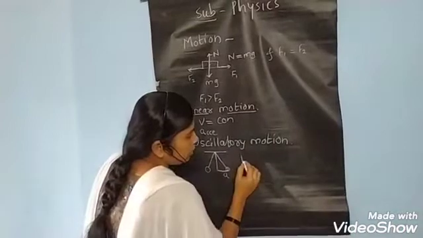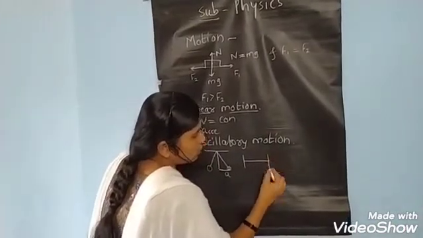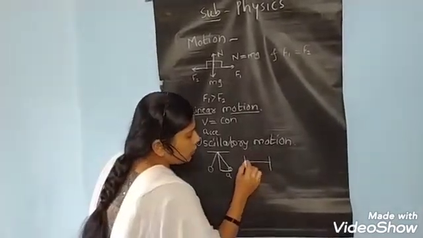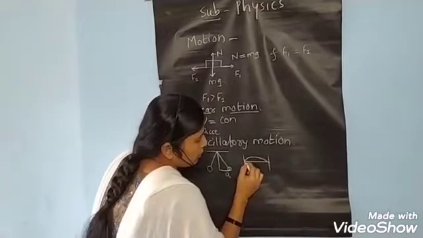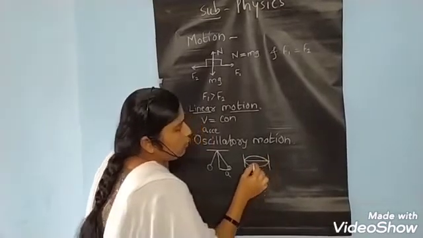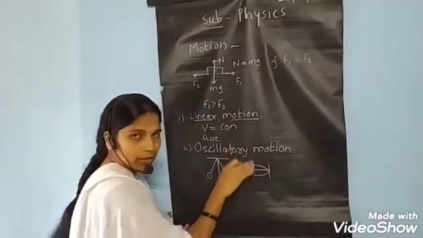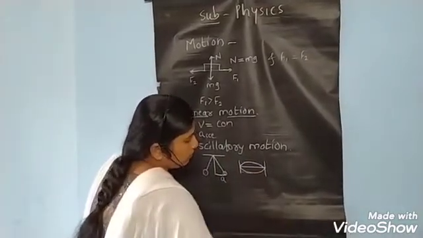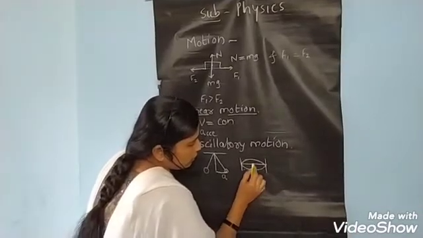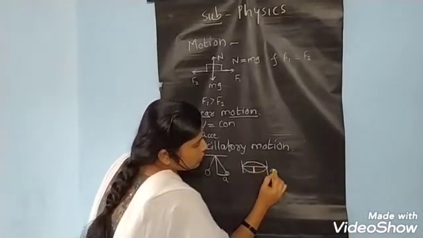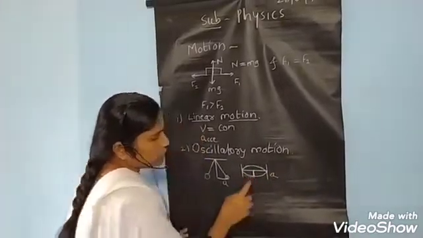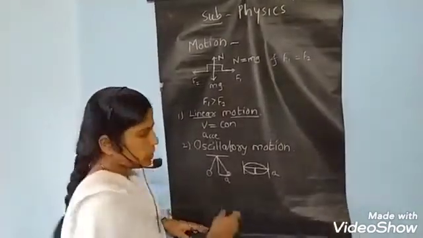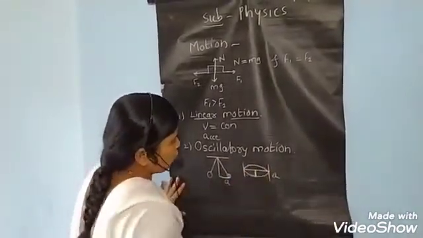Similarly, consider a string or rubber fixed between two rigid supports. If we pluck that string, it vibrates up and down like this. The maximum displacement from the mean position, this distance, is also given by amplitude. This is the maximum displacement covered by that particle or object. This is oscillatory motion.